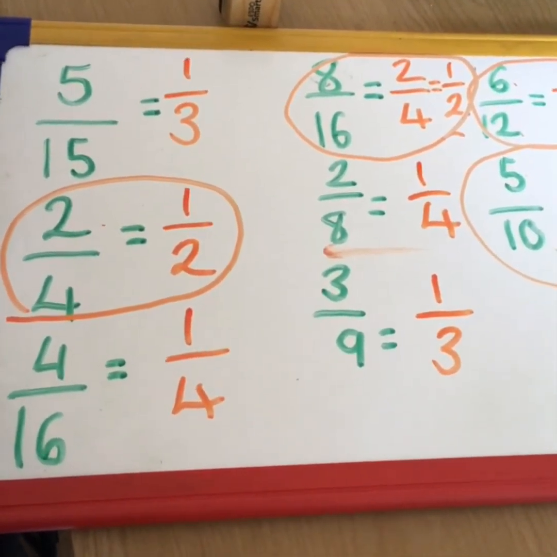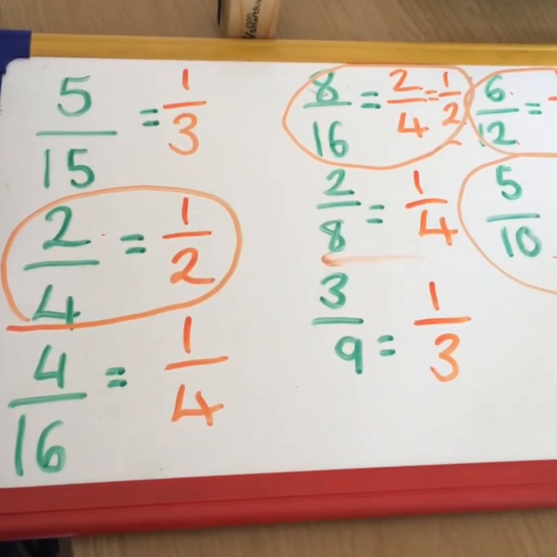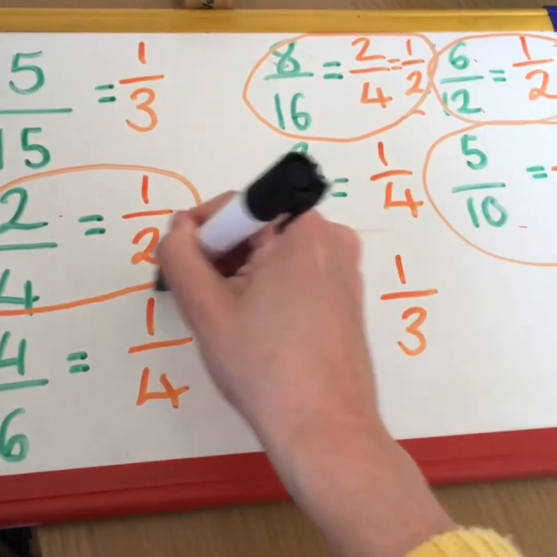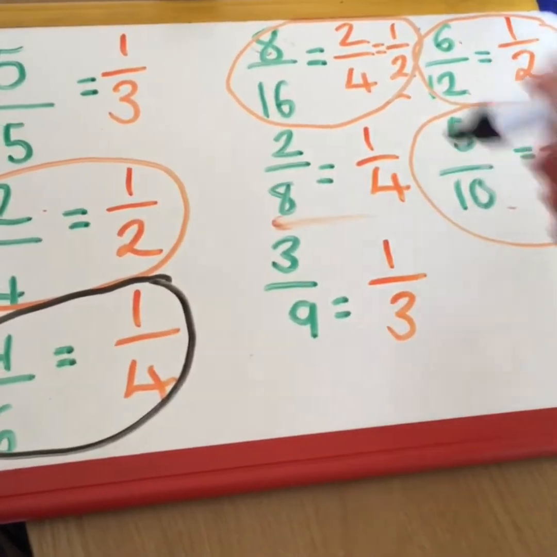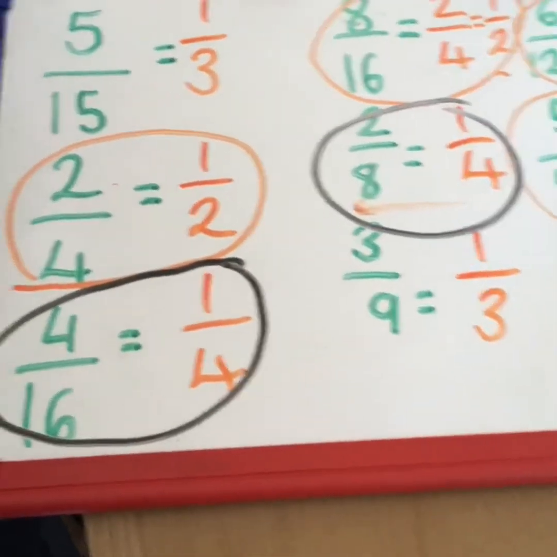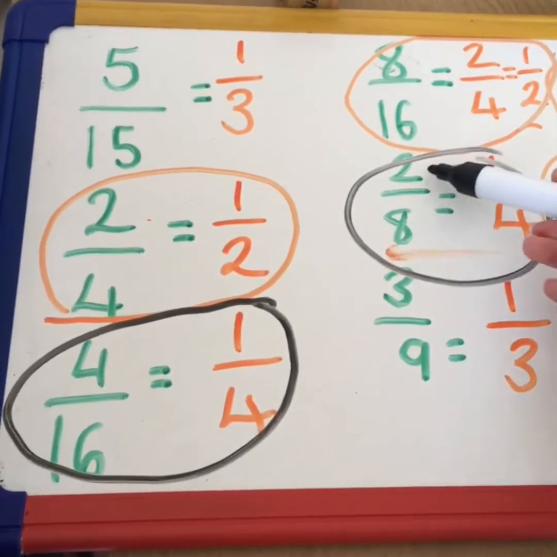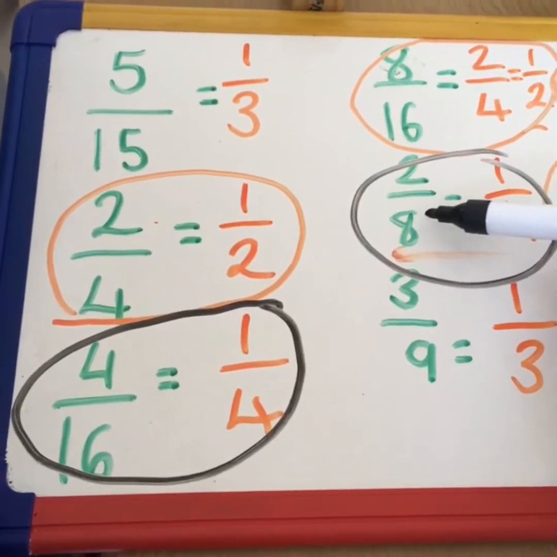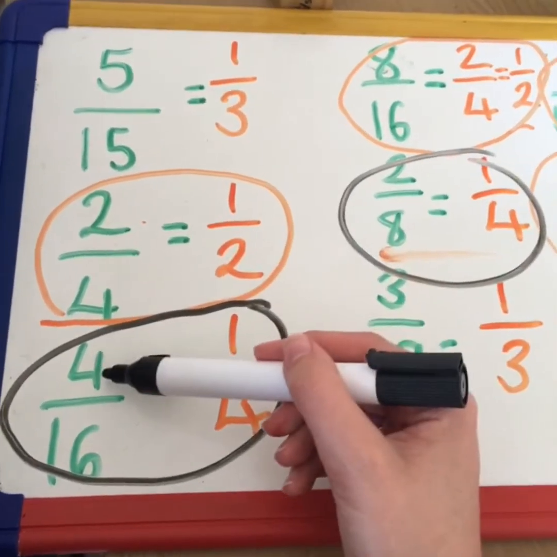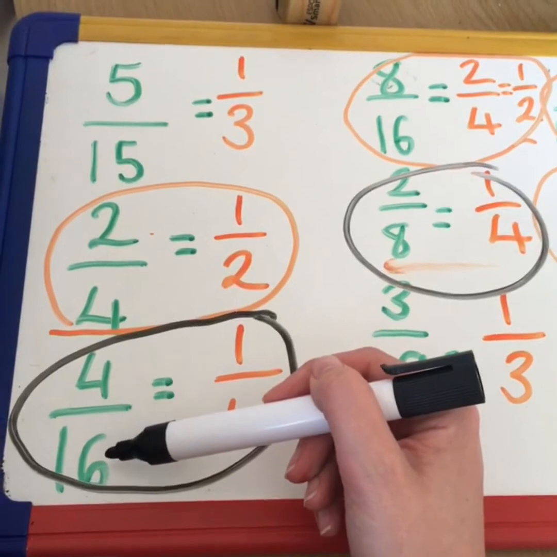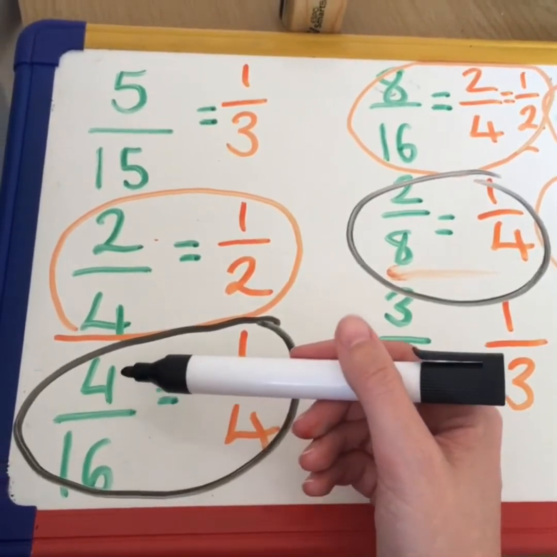Now, if we have a look at the ones that are equivalent to 1/4. So we've got 4/16 and 2/8. Again, looking at these numbers, hopefully you can see the same pattern. 2 is 1/4 of 8. 8 divided by 4 is 2. 4 is 1/4 of 16. 16 divided by 4 is 4.